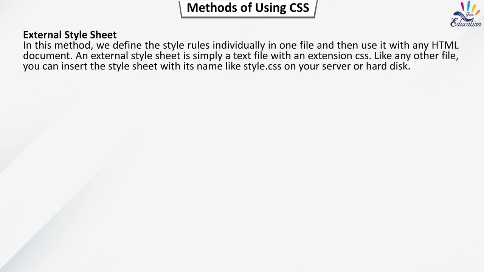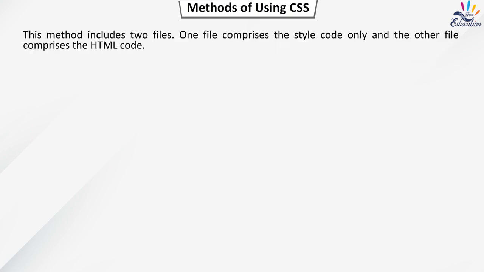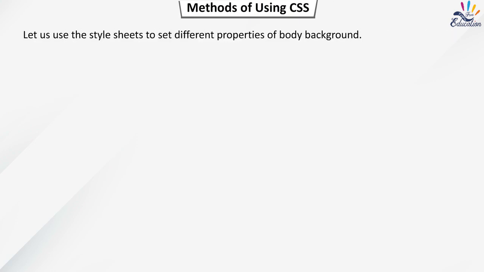External style sheet. In this method, we define the style rules in one file and then use it with any HTML document. An external style sheet is simply a text file with the extension CSS. Like any other file, you can save the style sheet with a name like style.css on your server or hard disk. This method includes two files. One file comprises the style code only and the other file comprises the HTML code. Let us use style sheets to set different properties of the body background.